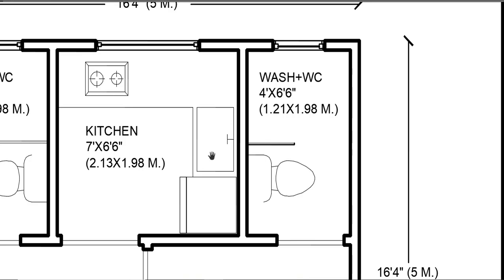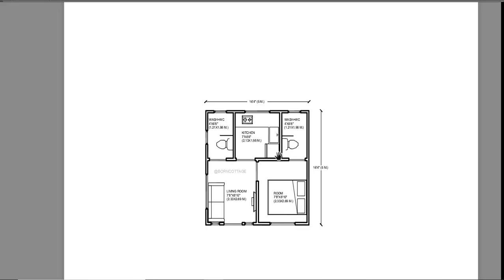The size of the washroom is 4 feet into 6 feet 6 inches, in meter 1.21 into 1.98 meter. You can see here the water closet and the shower area arrangement, and also a ventilator for ventilation of this washroom. After that we will go inside.